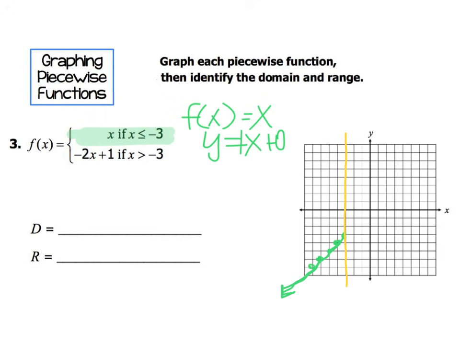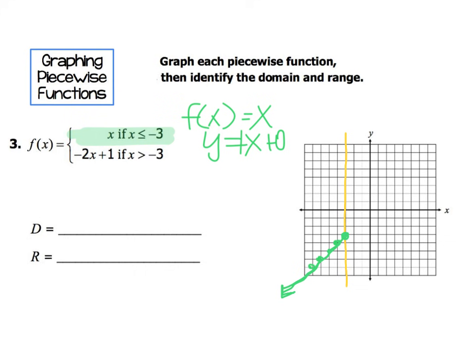Now, we just graphed the first part of our piecewise. This is our piecewise function when x is less than or equal to negative 3. And because it's less than or equal to negative 3, we want a closed dot, all right?